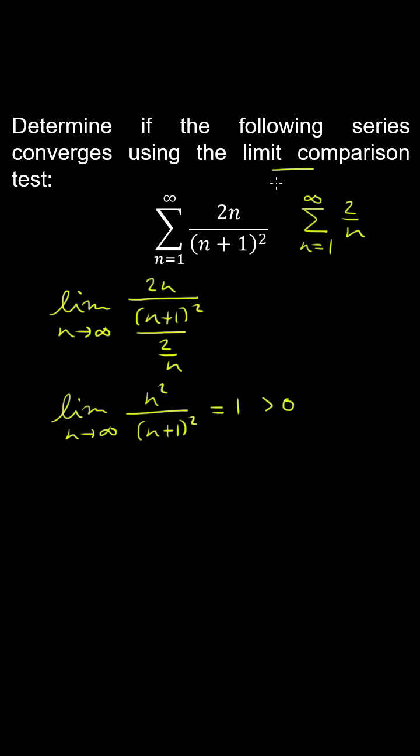So rule 1 of this test applies, which means that both series converge or diverge. So recognizing this series, by taking the constant out of the sum, well, this is a harmonic p series with an exponent of 1. So we know that this diverges. And therefore, by the limit comparison test, this series also diverges.